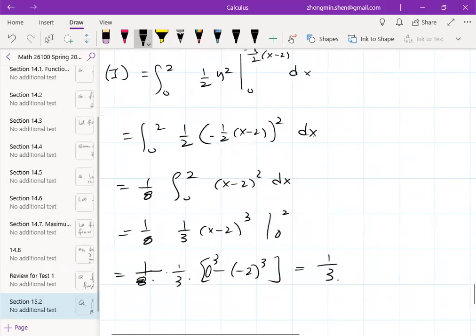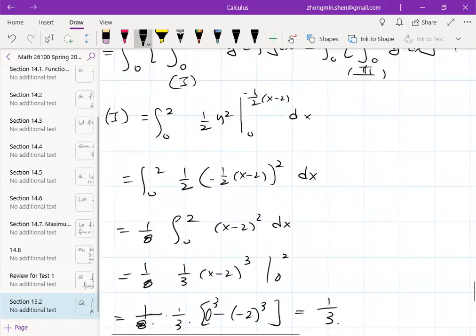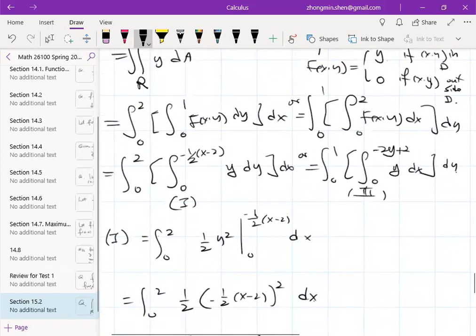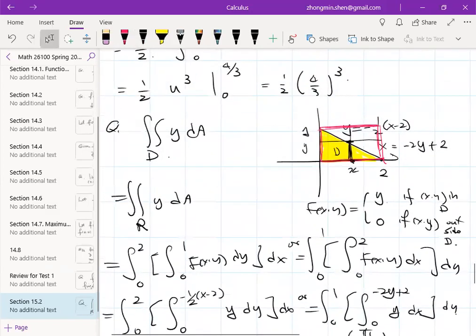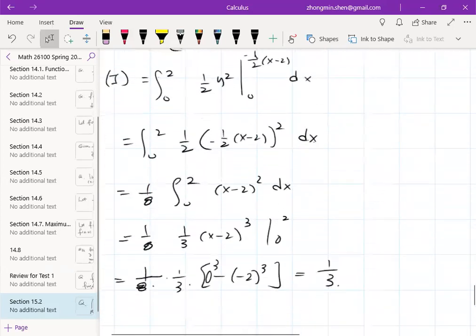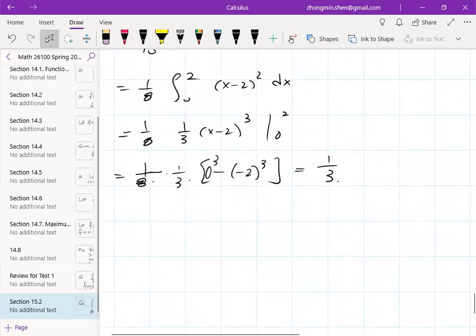Okay, the answer is going to be 1/3. It should be a positive number. Why must the integral be positive? The domain is the first quadrant, and the function y is positive over that domain. Of course, the integral should be positive, so if you get a negative, something's wrong. Okay, so that's the first one.